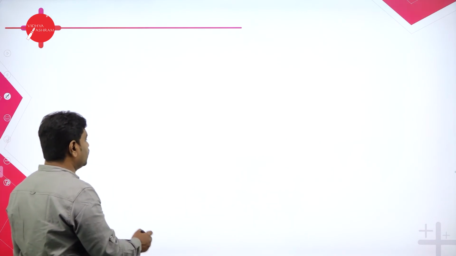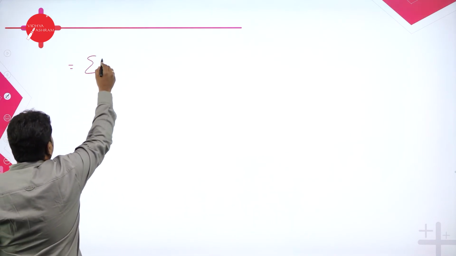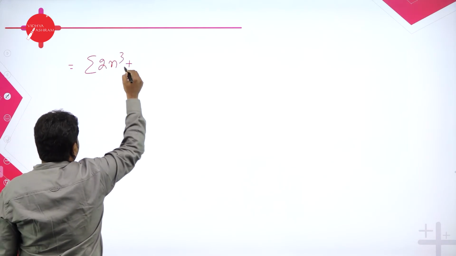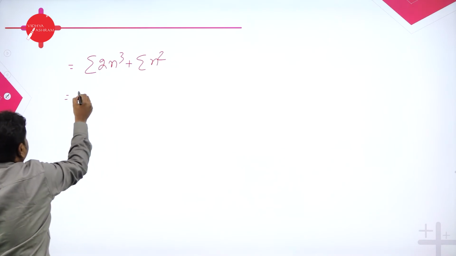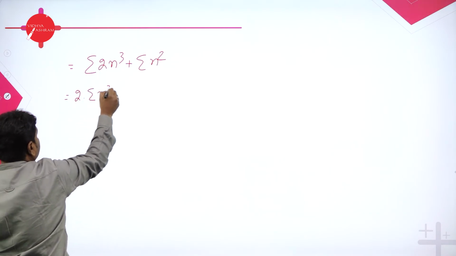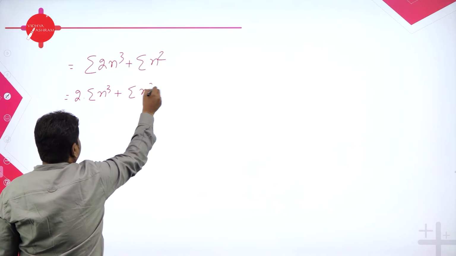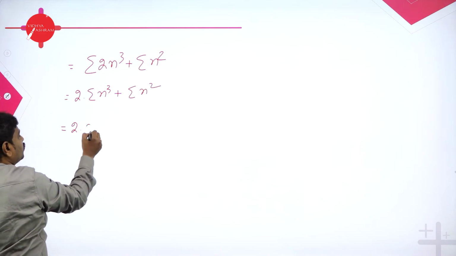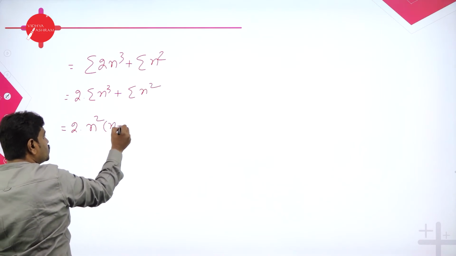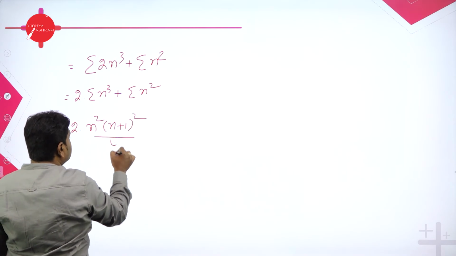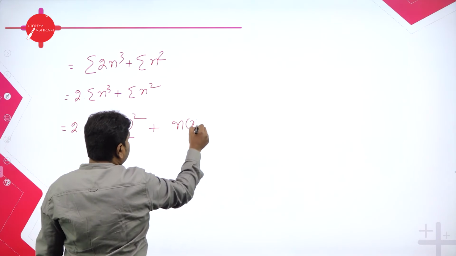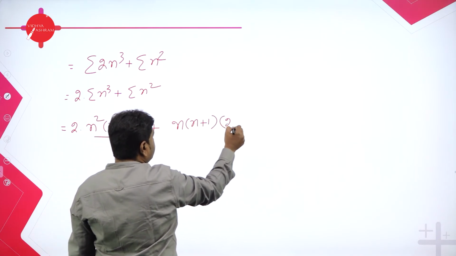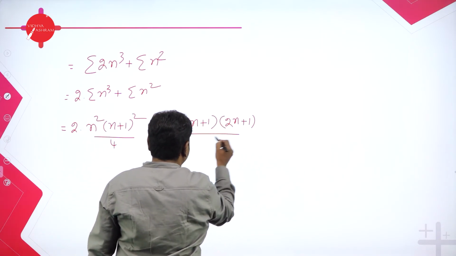So now we need to simplify sigma 2n cube plus sigma n square. You know 2 is constant, take it outside, apply sigma for n cube and sigma for n square. And sigma n cube is n square into n plus 1 the whole square by 4, and sigma n square is n into n plus 1 into 2n plus 1 by 6.